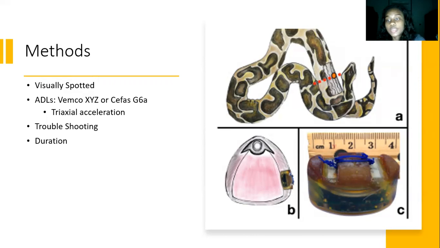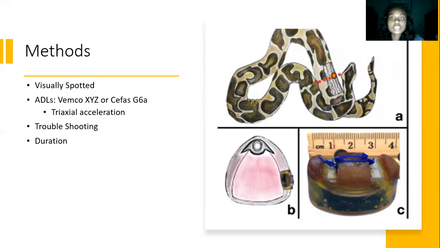So we can see how this looks in panel C, which is actually also showing us the relative size of the ADLs with their aluminum crimp sleeve and the suture material. And it's also showing that it's only about 4 centimeters. So it was very small.